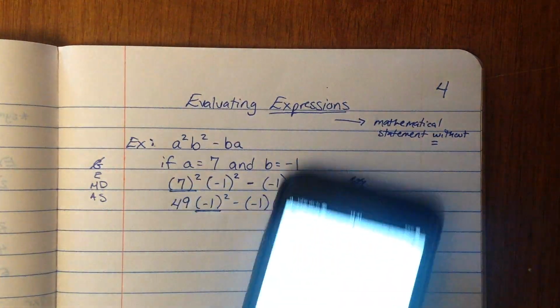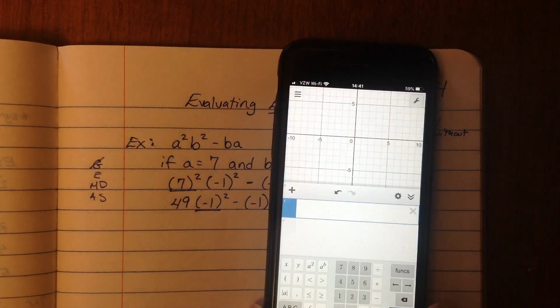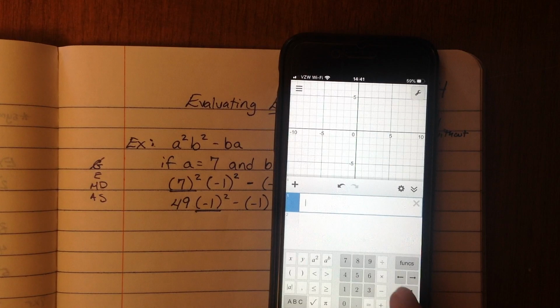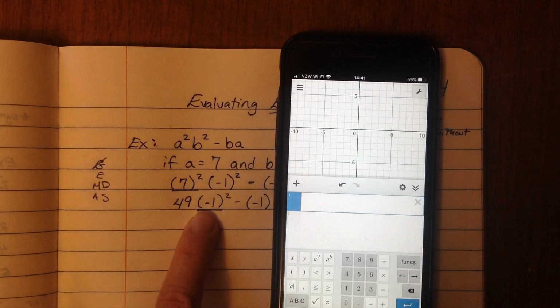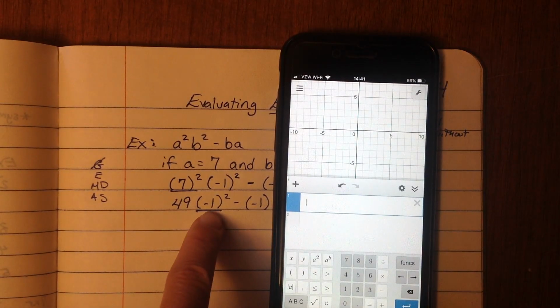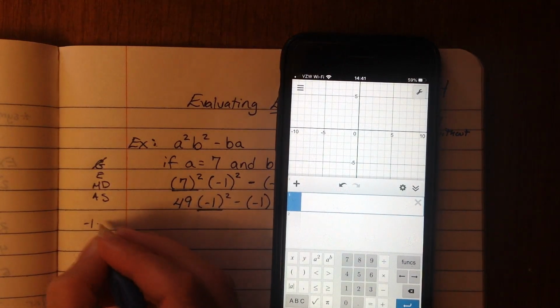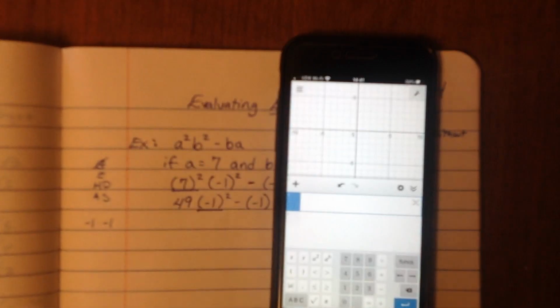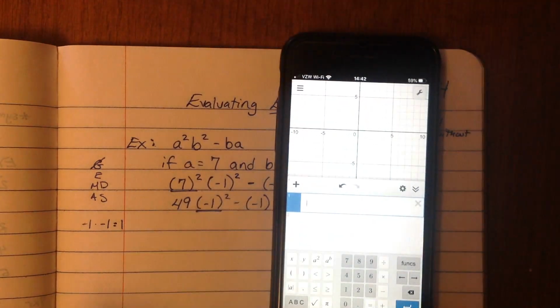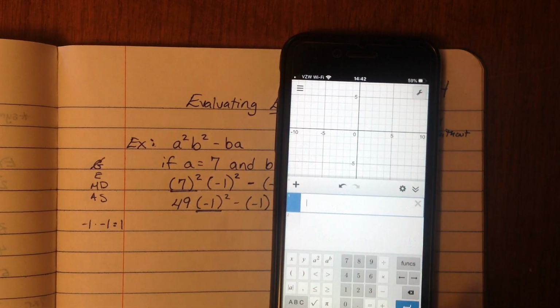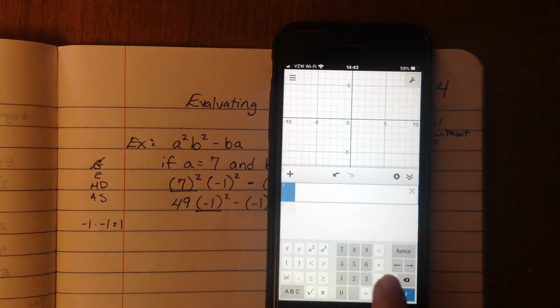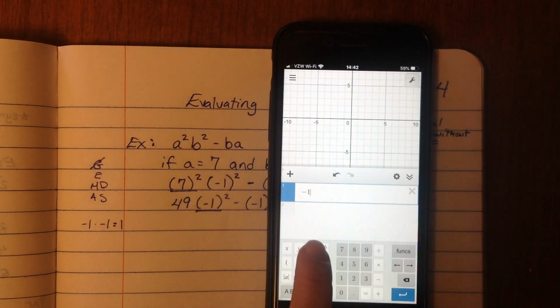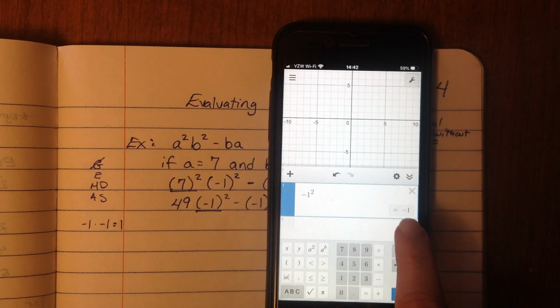Now, here's why it's important that that's in parentheses. So I'm going to exit that out. Let's type in, but think about it first. What is -1 squared? That's the same thing as -1 times -1, and what's a negative times a negative? That's a positive. And so we know that this answer is going to be +1. Now watch what happens if I type it in Desmos without the parentheses. So I'm going to type in -1. Remember, negative is the same thing as subtraction in Desmos. And then I'm going to square it. Look at what answer it says. It says that the answer is -1.